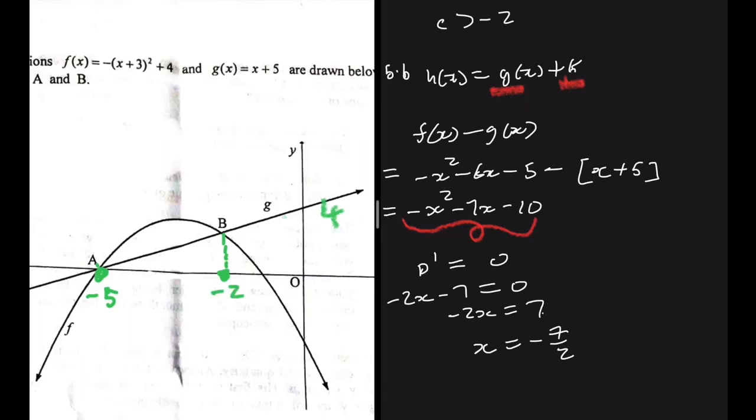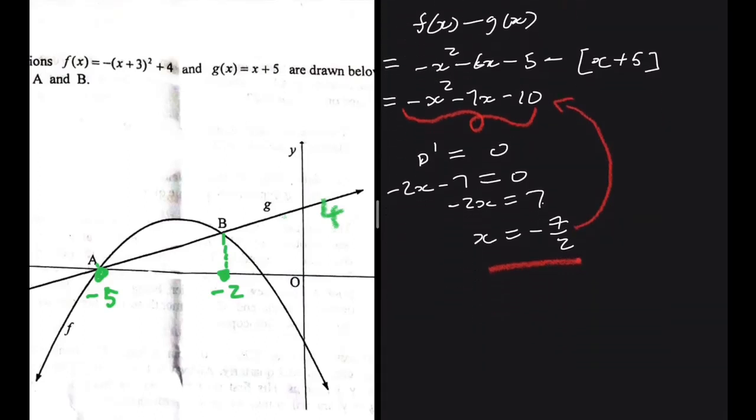So that is the x value for which the distance between the two functions is at a maximum. Now we just need to find the distance by substituting this answer into this equation. That will be the value of k, and we're consequently going to have the function h of x.